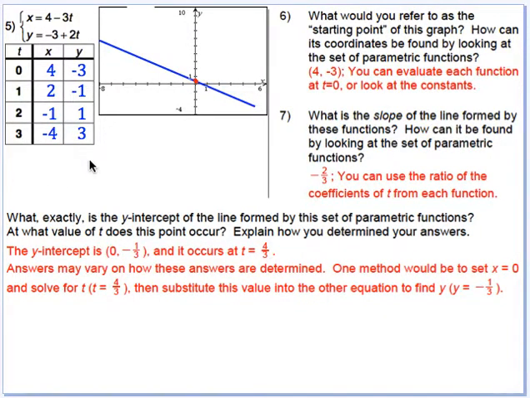That's all I'm going to show you on this video so far. It's a very short unit. Make sure you understand how to do a parametric function.